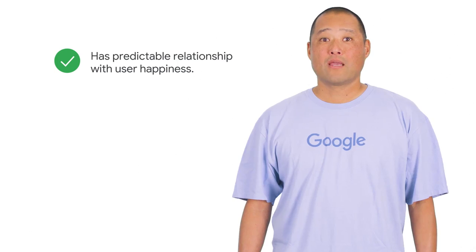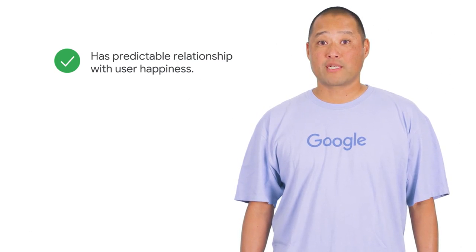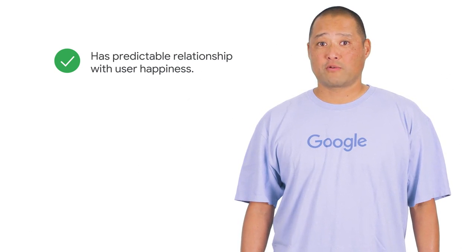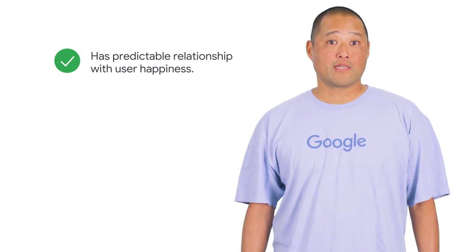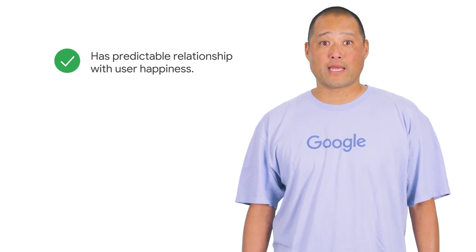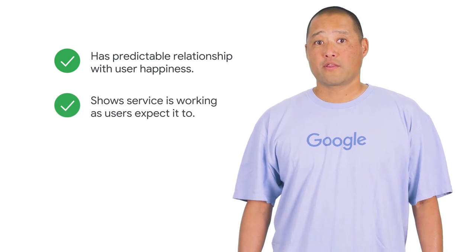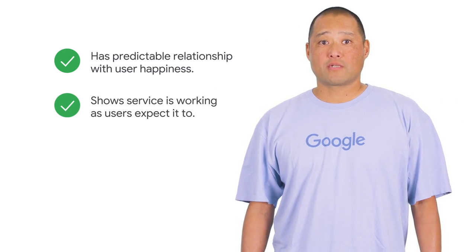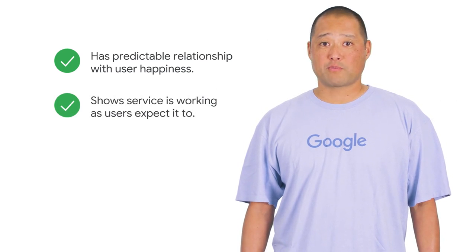So what are the characteristics of a good SLI? We already covered one. It should have a predictable relationship with the happiness of your users. Remember CRE's second principle from our introductory module, that it's the experience of our users that determines the reliability of our services. This offers another rule of thumb. The SLI should aim to answer the question, is our service working as our users expect it to?